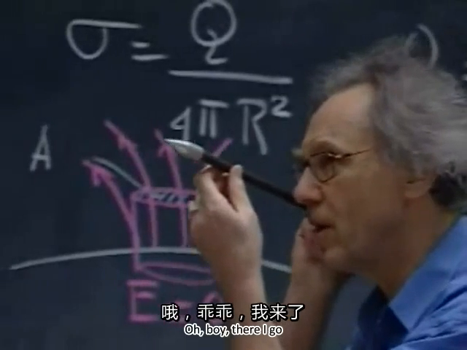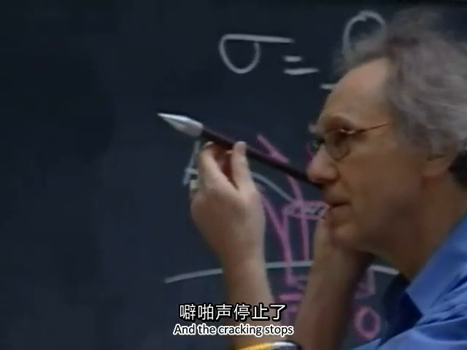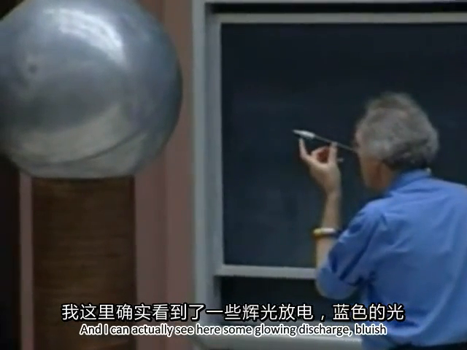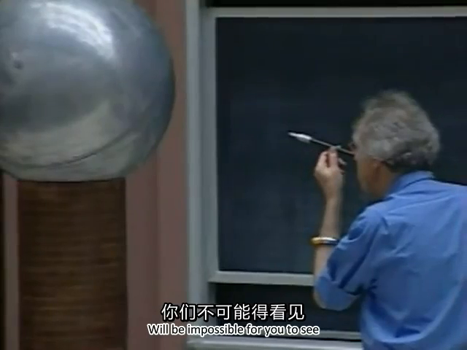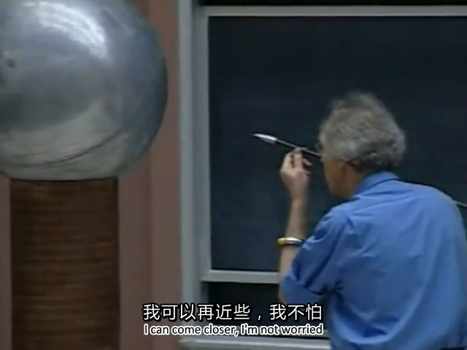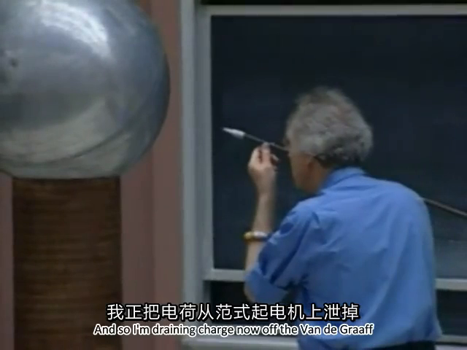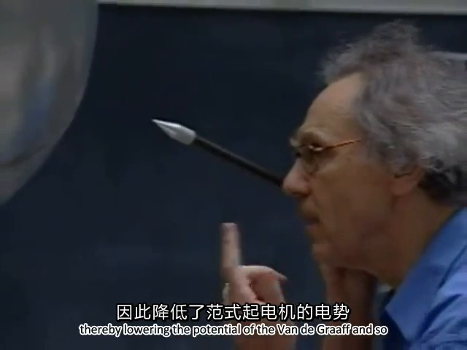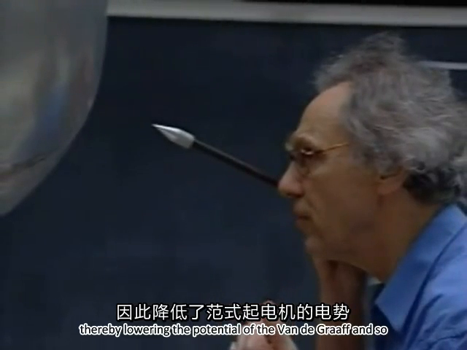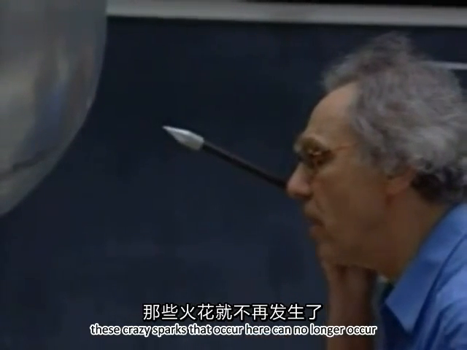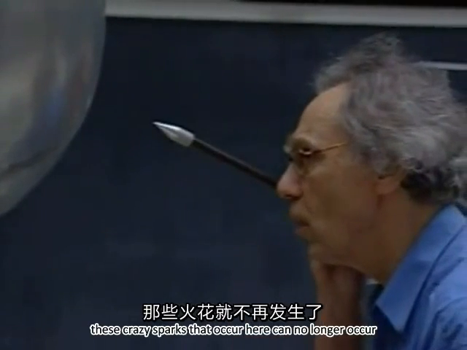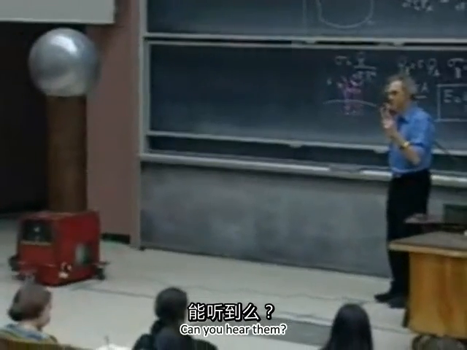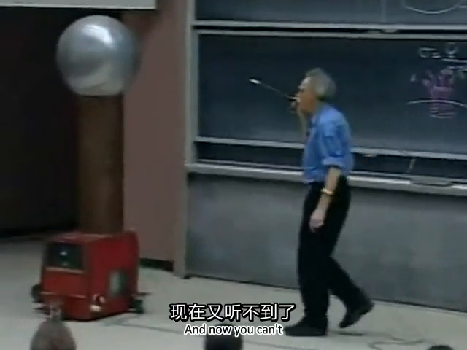Oh boy, there I go. And the cracking stops. And I can actually see here some glowing discharge, bluish. It will be impossible for you to see. I can come closer, I'm not worried. And so I'm draining charge now off the Van de Graaff, thereby lowering the potential of the Van de Graaff. And so these crazy sparks that occur here can no longer occur, but now they will. Can you hear them? And now you can't.